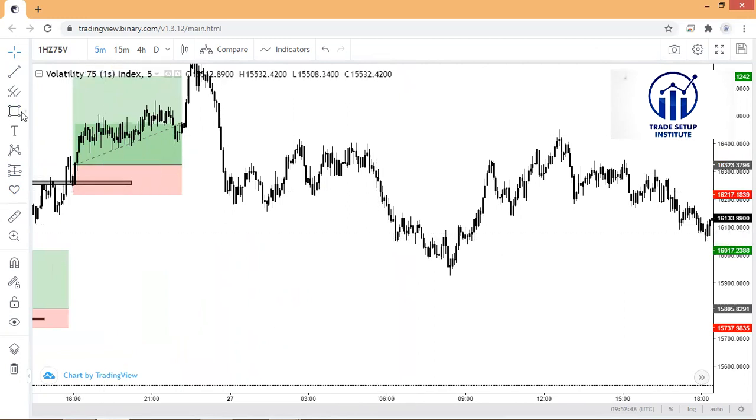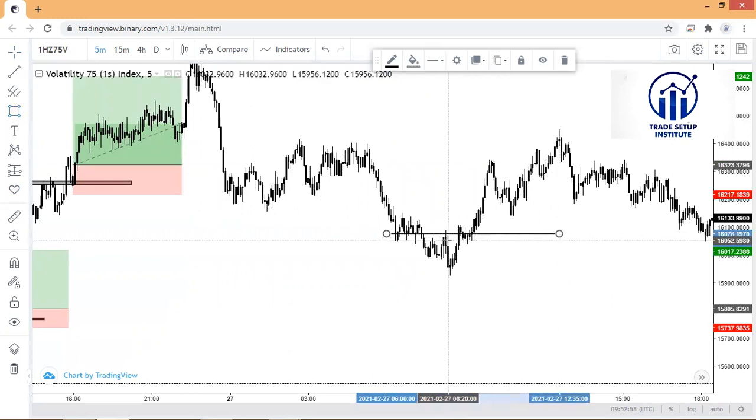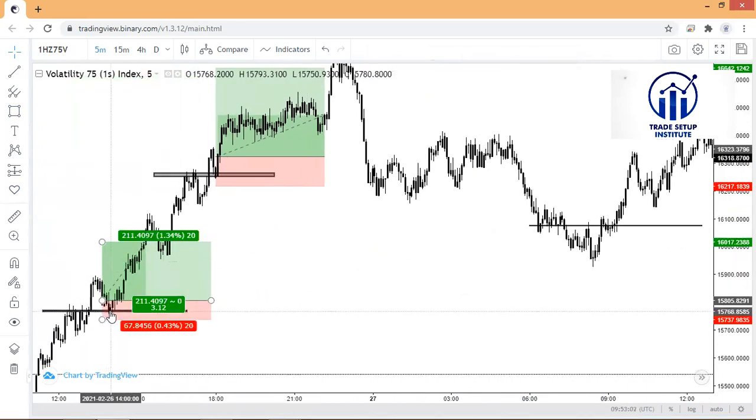Okay, let's look at this one here. Let's see if it really did work out. The last swing high: look at this one, the body of the candle didn't close in it. Like this one, look at this one, the body of the candle closed here. The same here, the body of the candle closed there.